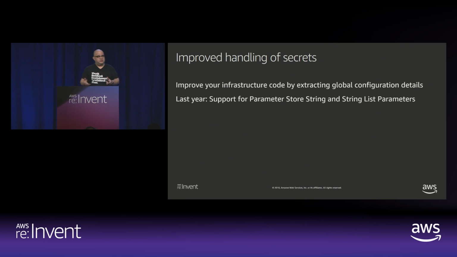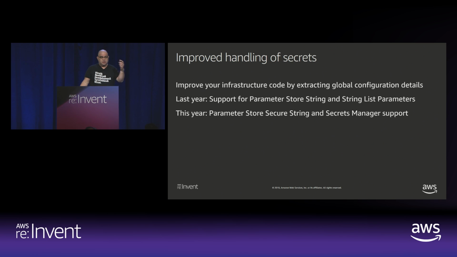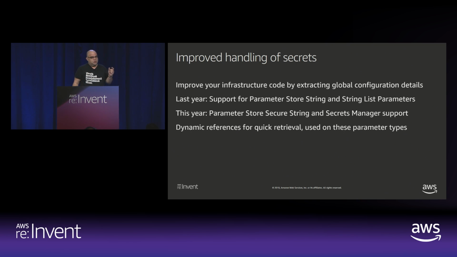Last year, we added support for parameter store, string, and string list parameters. This year, we extended that by adding parameter support, secure string, and secrets manager support. And I'll show you a couple of examples of that. One of the neat things that we added as well is dynamic references to quickly retrieve those pieces of information using parameter types. So let me show you what this looks like.